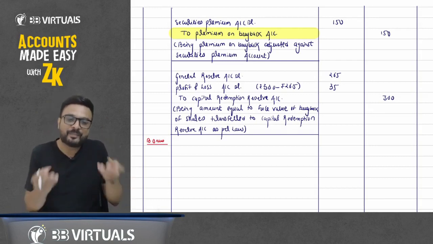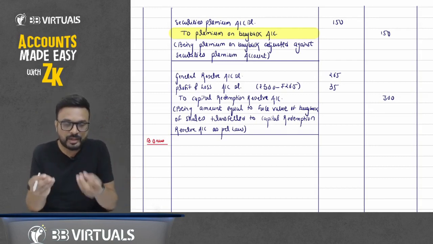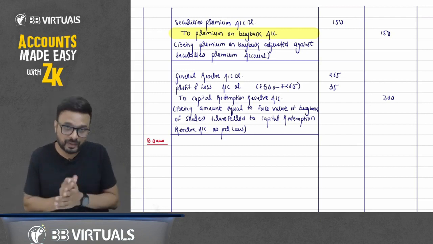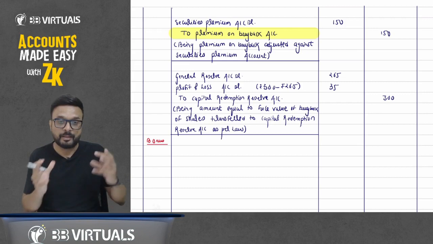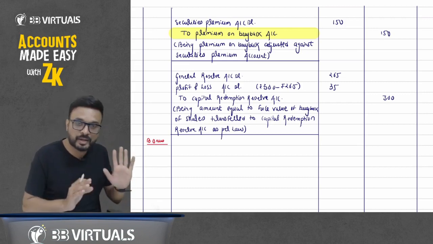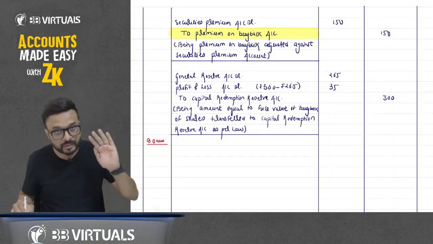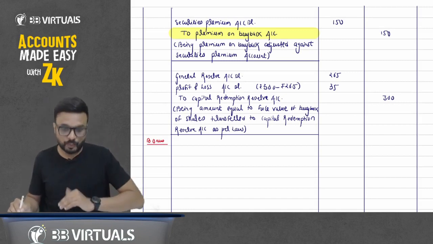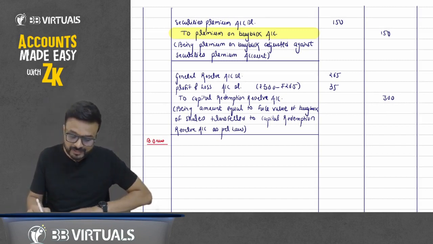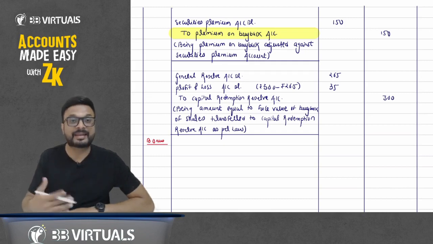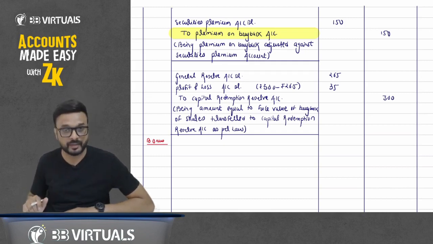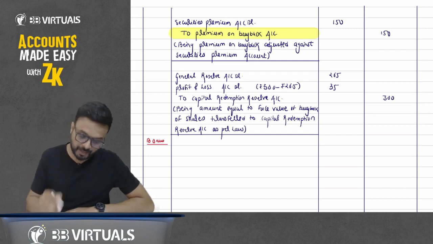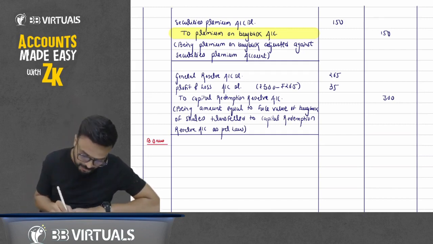How much do we require? 22.5 multiplied by 10 comes to 225. So we require 225 and we have 500, because 200 is already given in the balance sheet and we have just now transferred 300. So now we are issuing bonus shares. Whenever I say utilize reserve, we are reducing that reserve. Reserve has a credit balance, and when we utilize it, we have to debit it.